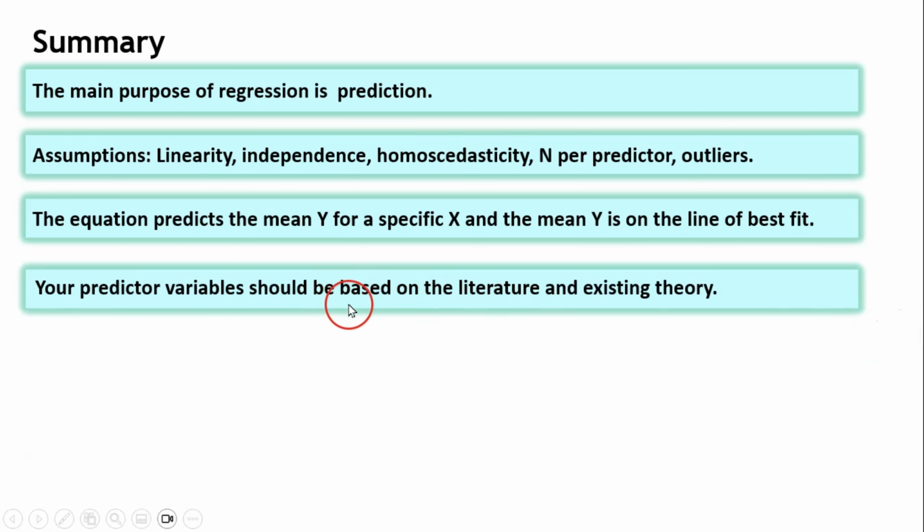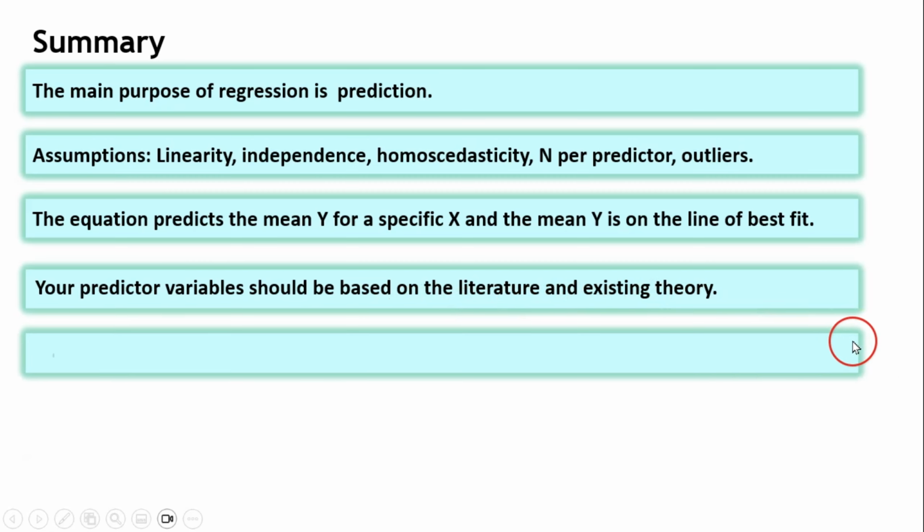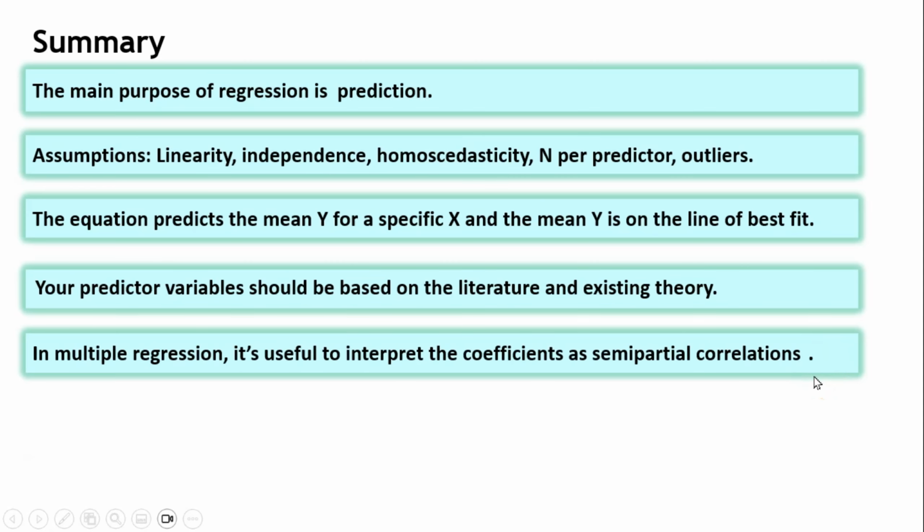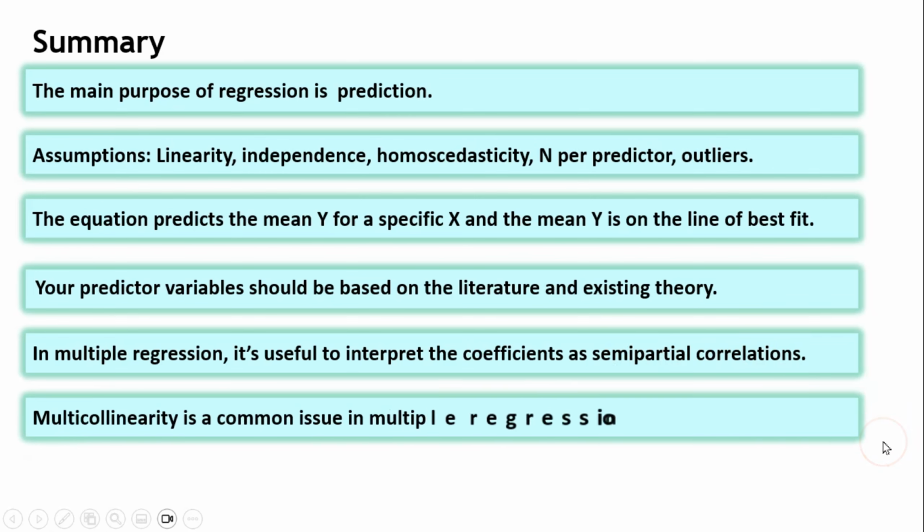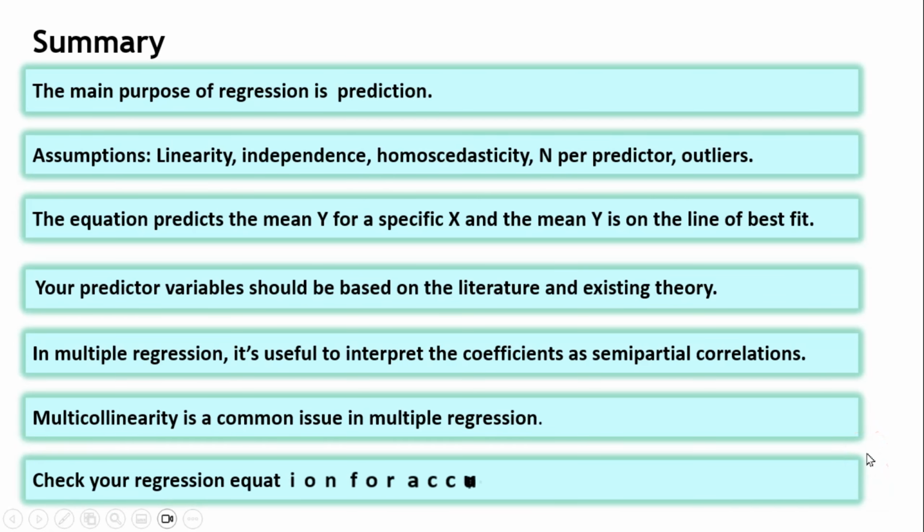Your predictor variables should be based on literature and existing theory. In multiple regression, it's useful to interpret the coefficients as semi-partial correlations. Multicollinearity is a common issue in multiple regression. And finally, you should always check the regression equation for accuracy. For starters, use R squared and the standard error of the estimate as first line checks.